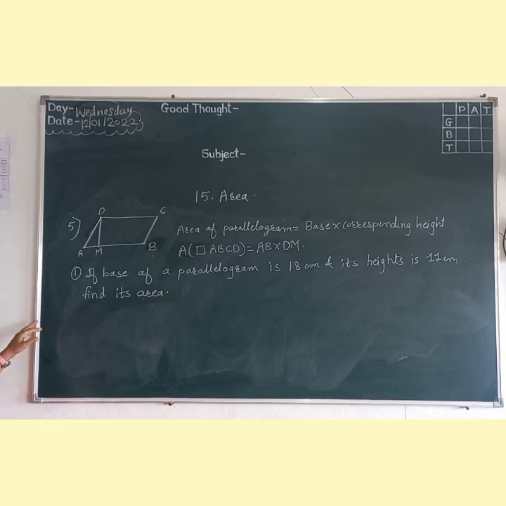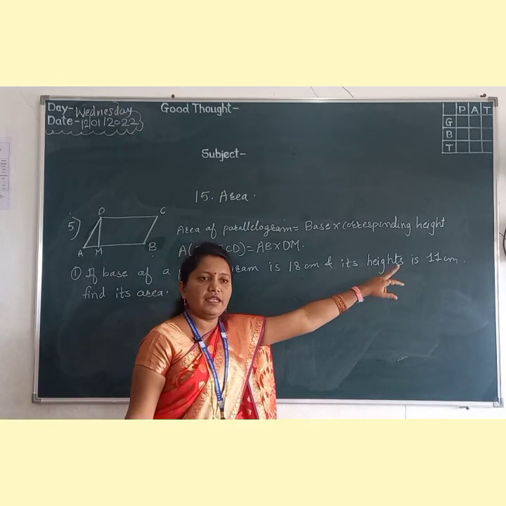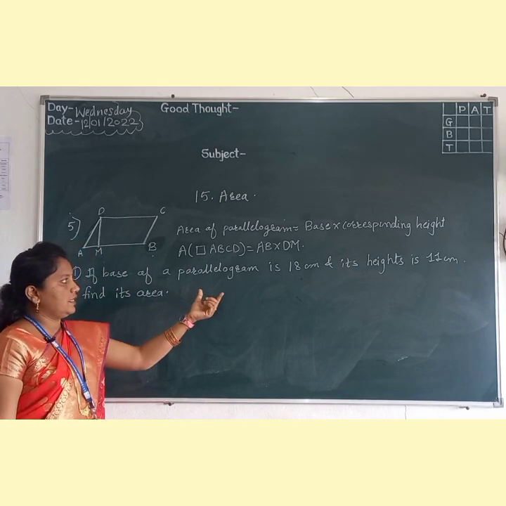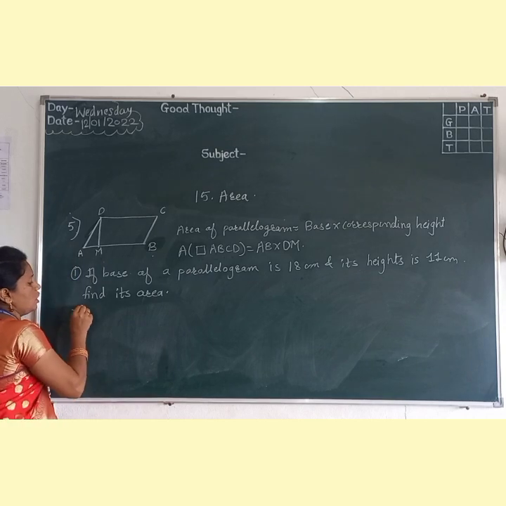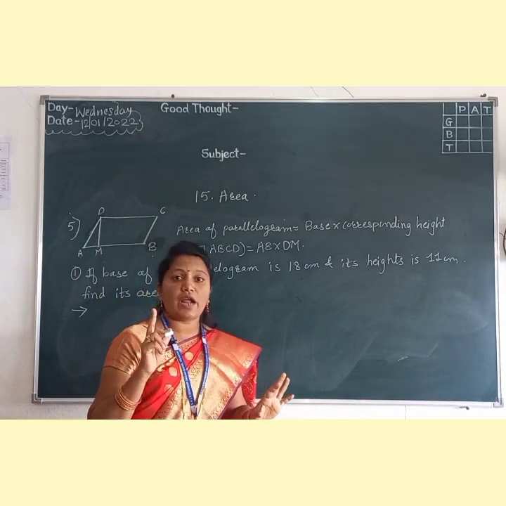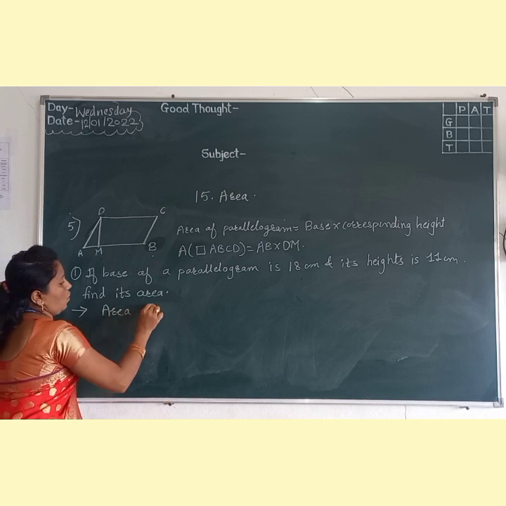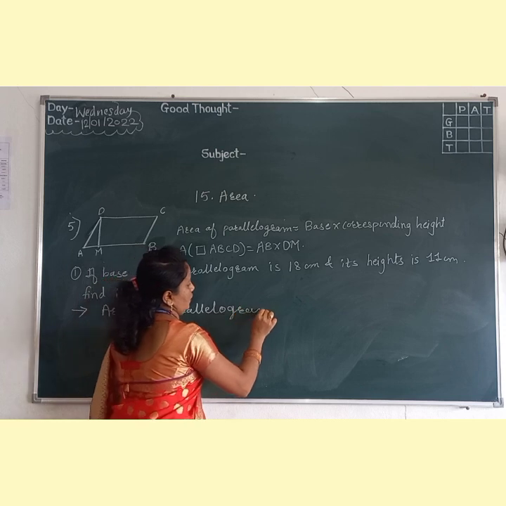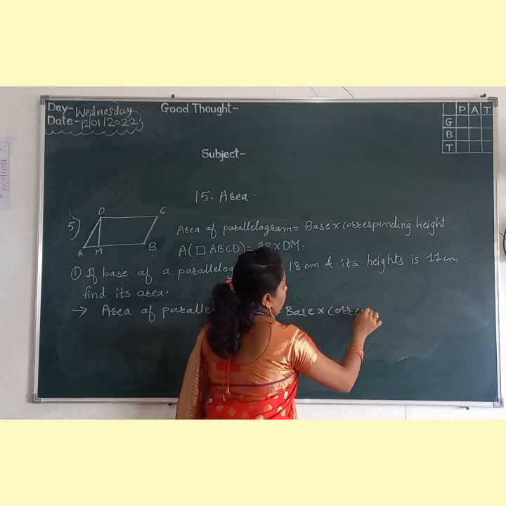See one example: if the base of the parallelogram is 18 centimeter and its height is 11 centimeter. Here two quantities are given, the base and the height of the parallelogram. By using these you calculate the area of the parallelogram. First you have to write the equation: area of parallelogram is equal to base into corresponding height.